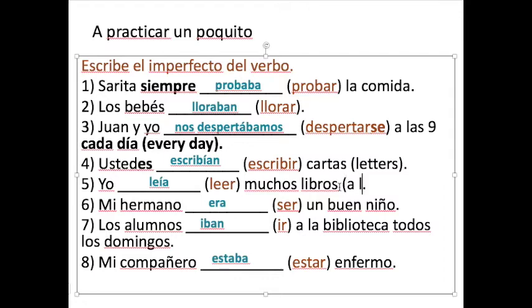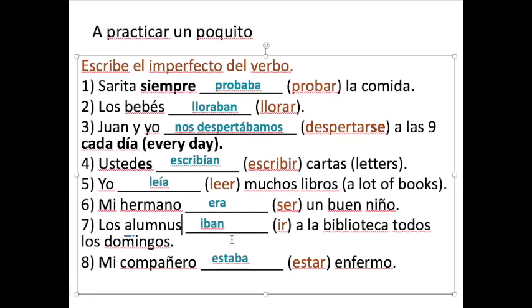Number 7, we have los alumnos. That is students. Just know that that's students. Iban a la biblioteca todos los domingos. So todos los domingos, that's another signifier that's something that happened habitually. Because of that, we're going to say every Sunday. So they were going, or they used to go to the library every Sunday.